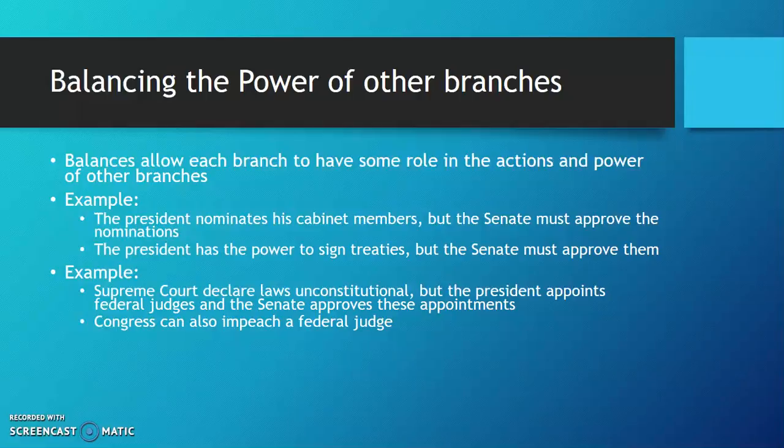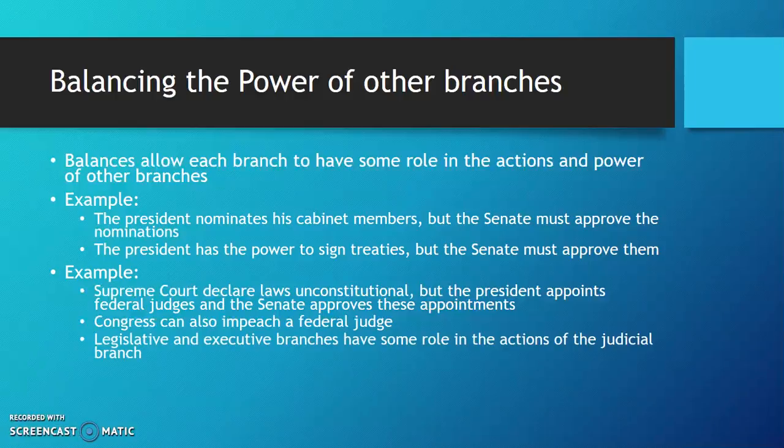Congress can also impeach a federal judge. So if a judge is acting just not according to the law and they're going against the beliefs and they're kind of acting immorally, Congress can then remove that federal judge. Legislative and executive branches also have some role in the actions of the judicial branch. So they are having say in decisions that they make by either approving something or being able to remove a member of the judicial branch.